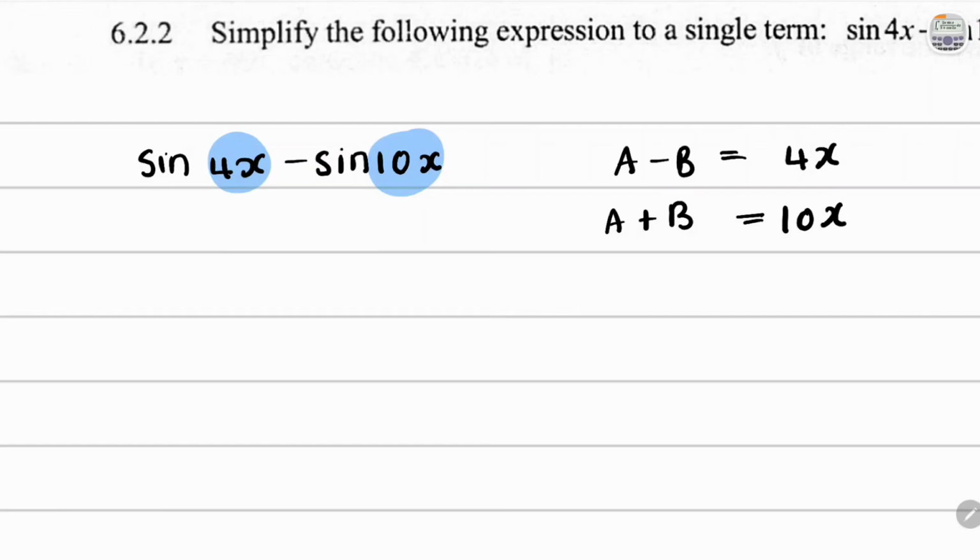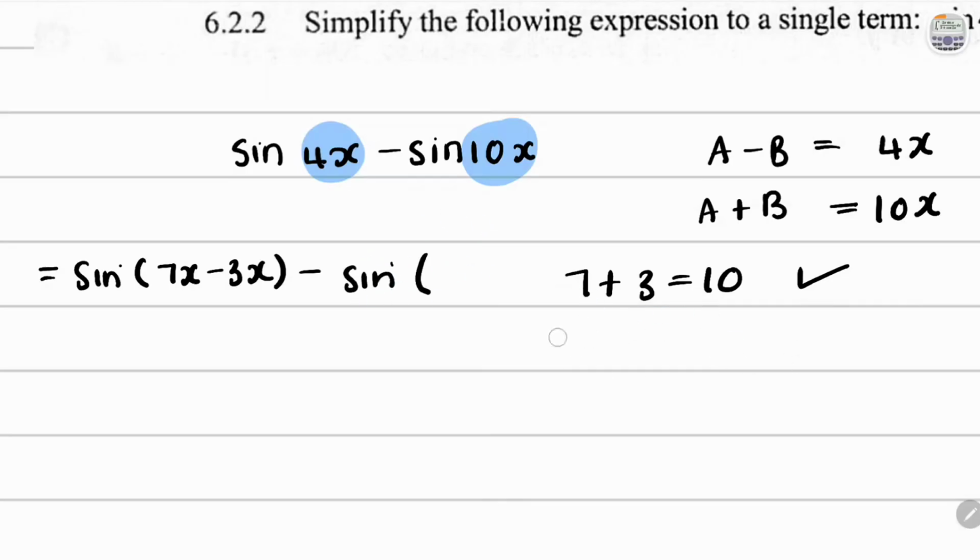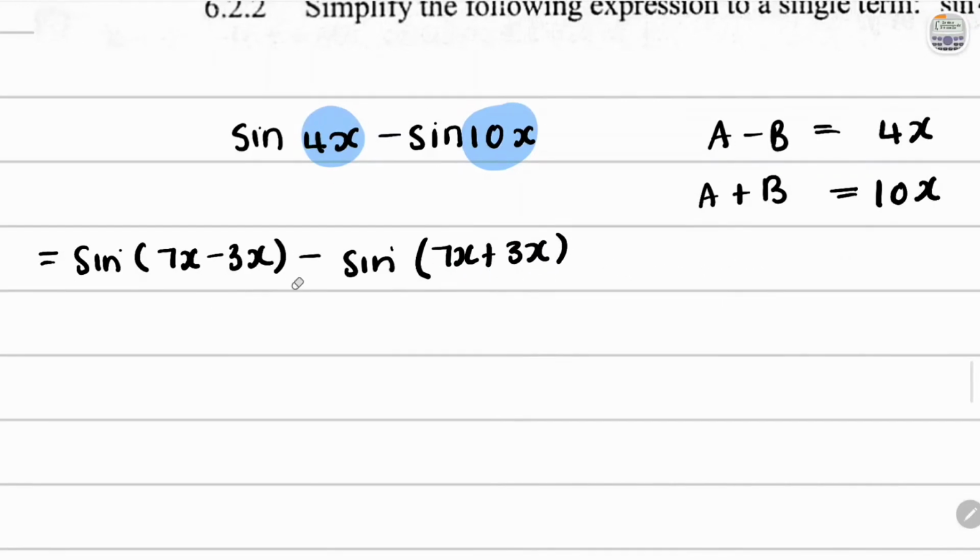So we can try 7 and 3. So 7 plus 3 gives you 10, and 7 minus 3 gives you 4. So yes, that's what we can use here. So I'm going to expand this and say this is sine, and the one with the 4 is the smaller one. So that's going to be the 7 minus 3. So that's going to be 7x minus 3x minus, and we have sine of, and then the 10 is going to be the 7 plus 3. So that's going to be 7x plus 3x. There we go. So we're using the same numbers.